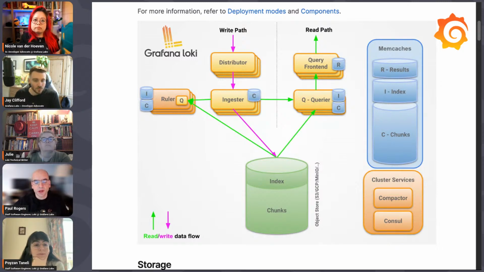I believe so. We are in the process of mapping all this out. Poyzan and I are new to extrapolating what's going on under the covers to what is presented in our Helm charts and our documentation. We're still putting all that together, but yes, that seems absolutely correct. Okay. So you said chunk.